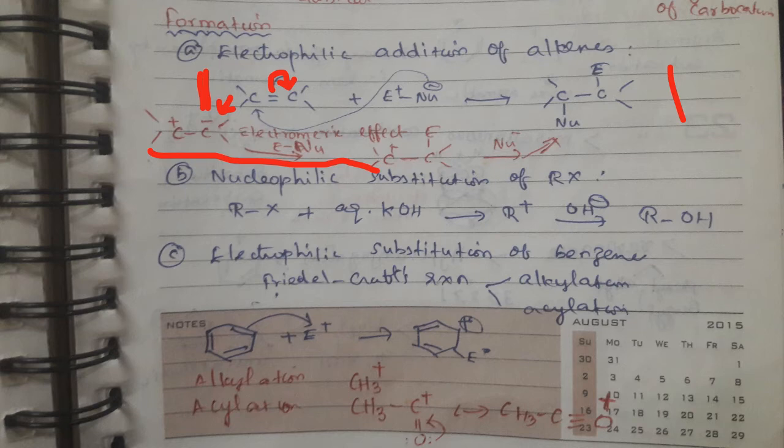When any neutral molecule reacts with this species, the electrophilic part will be added to the carbon carrying the negative charge. Hence it results in this compound. The nucleophilic part will be added to the carbon having the positive charge, and then it gives the neutral compound. So electrophilic addition of alkene is one example in which carbocation is generated.